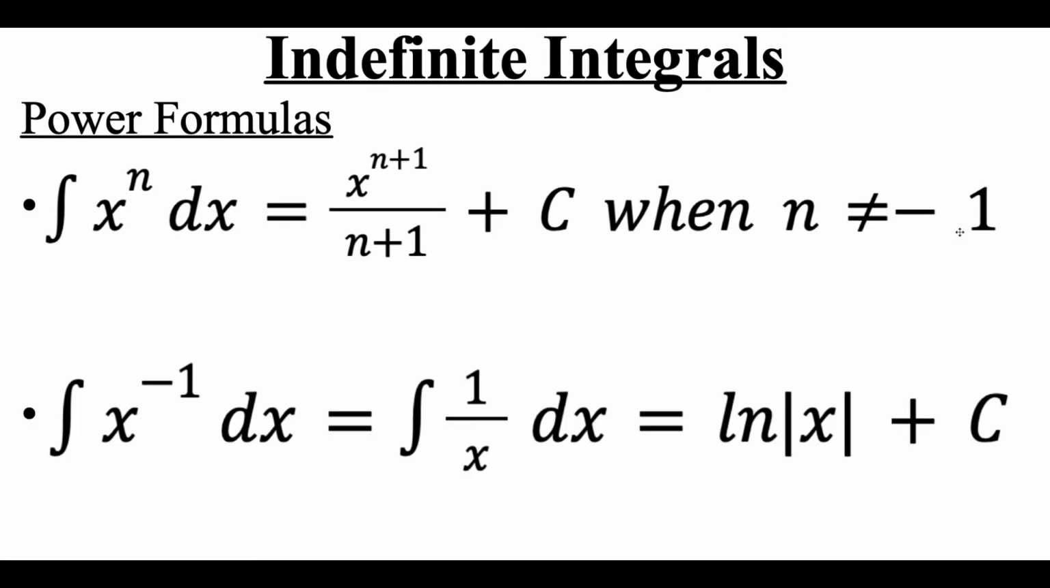Now, let's say that n value was -1, so then we'd be looking at the integral of x to the negative first power dx, but since we don't usually like negative powers, we could write that as the integral of 1 over x dx, and when we're evaluating either one of those types of integrals, that's going to turn into the natural log of the absolute value of x, again with that plus c on the back end. We always have to include the plus c when we're doing indefinite integrals.